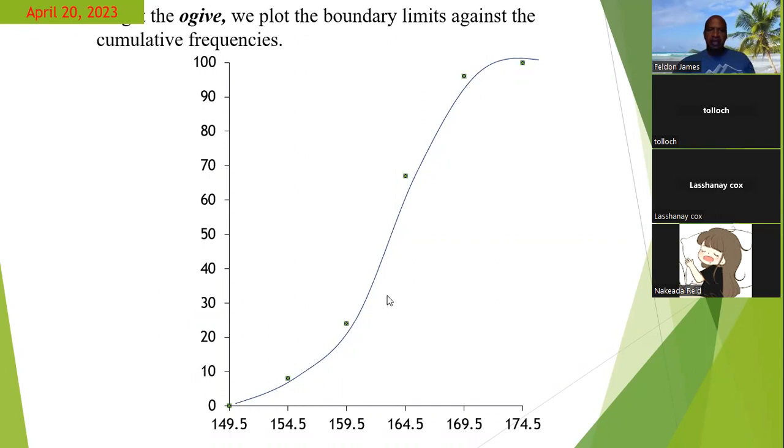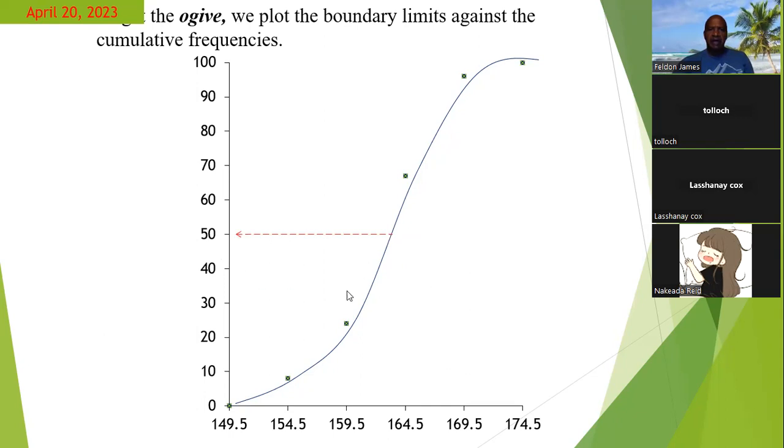This curve is important because it is the curve that we're going to use to determine a number of values, like our median, our lower and upper quartiles, semi-interquartile range, and so on. We're going to use this curve to calculate those, all right?